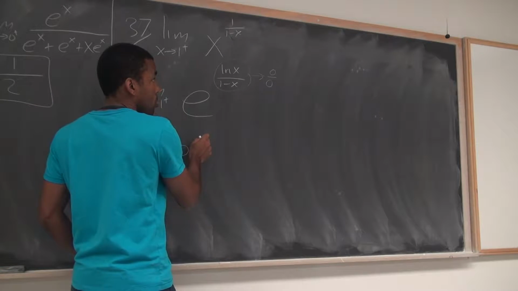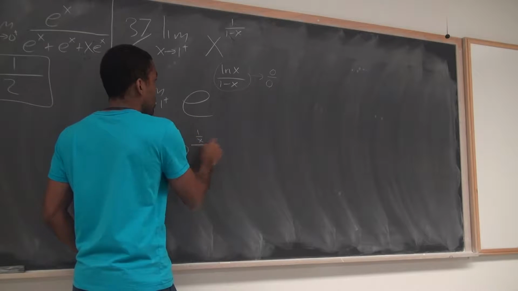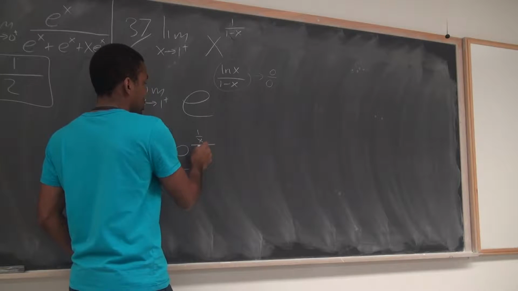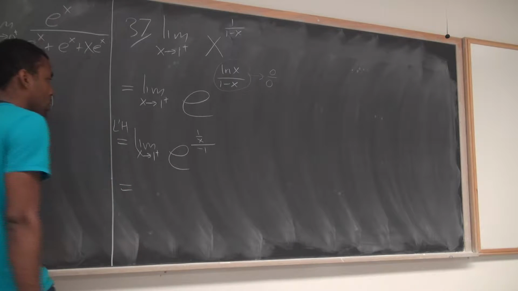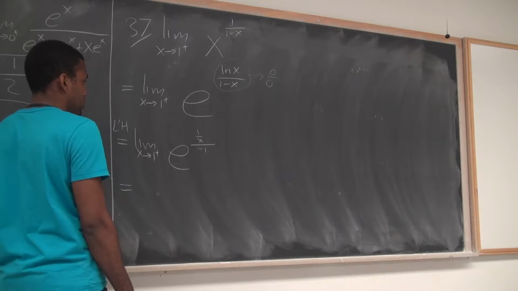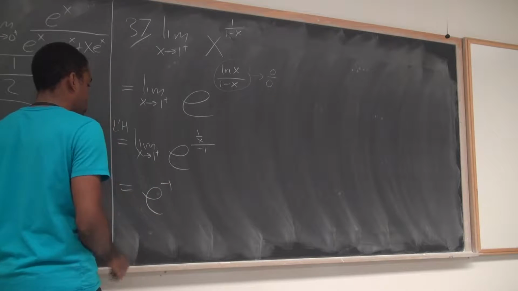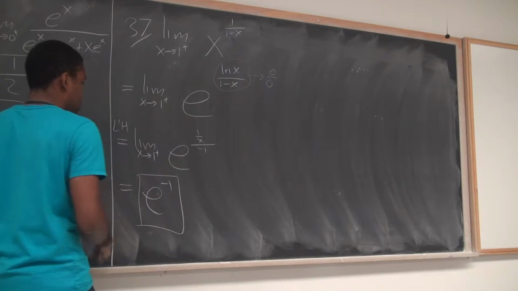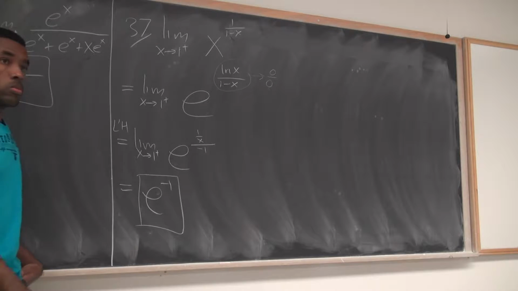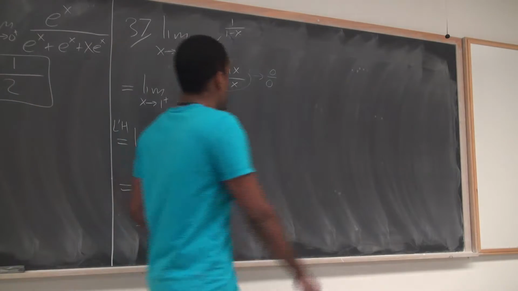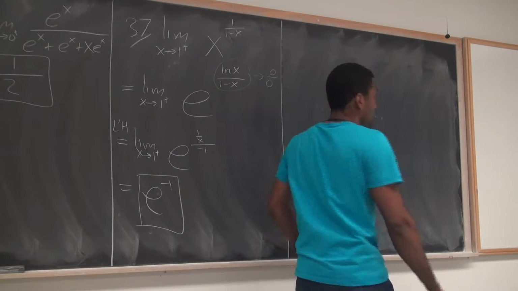1 over x divided by negative 1. Now as I let x approach 1, what happens? e to the negative 1. We get e to the minus 1. Right? Questions on that? Okay. Next question.